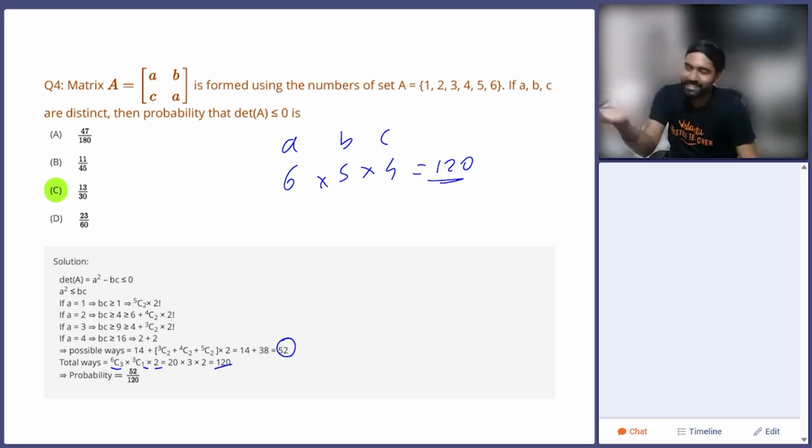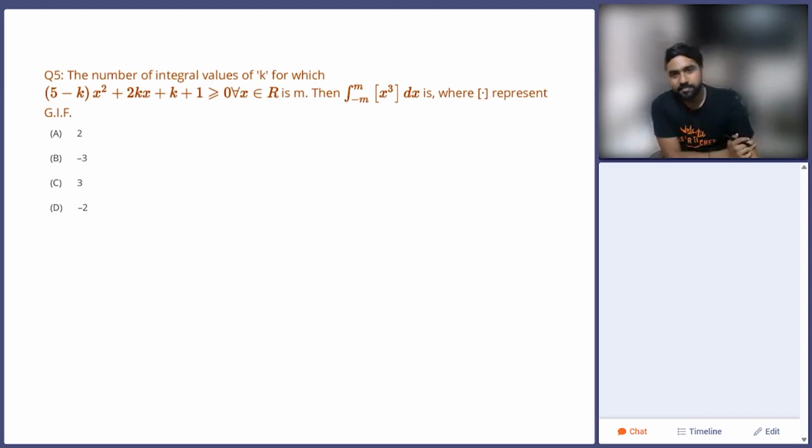Nothing is required. Even this just works perfectly fine. Okay, moving on. What do we have here? Number of integral values k for which this quadratic expression is greater than or equal to 0 for all x. Then what is the integral from minus m to m of the greatest integer function?